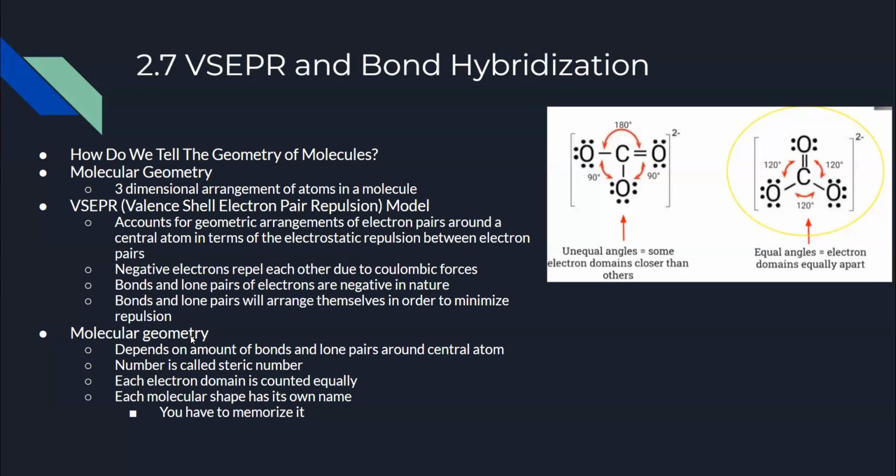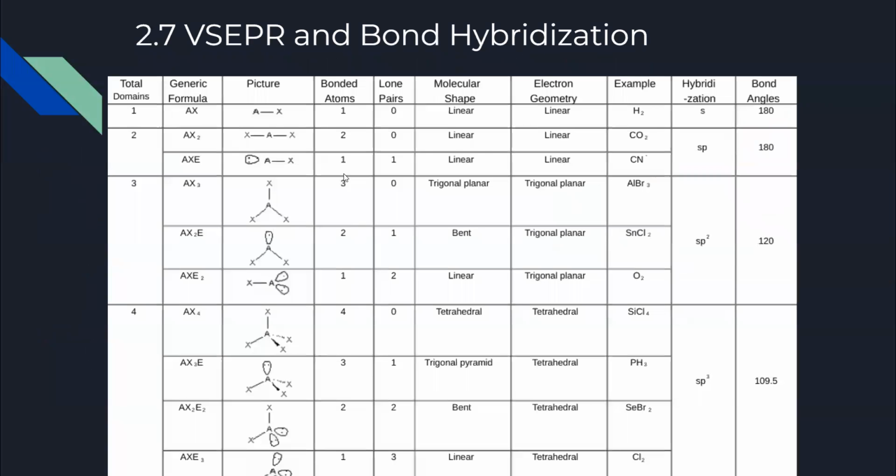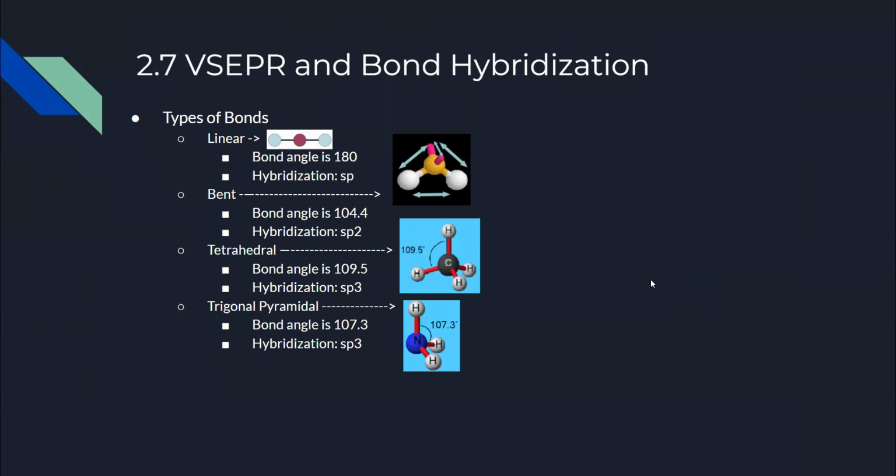Molecular geometry depends on the number of bonds and lone pairs around the central atom, and this number is called the steric number. Each electron domain is counted equally, such as a single bond, double bond, or triple bond. Each molecular shape has its own name, which I would truly recommend memorizing or understanding. This is a chart with the whole table of VSEPR shapes, and I'll explain all of them. There are a lot of types, but I'll try to go over them as best as I can.